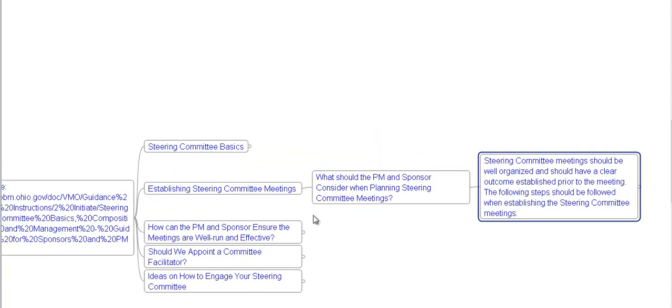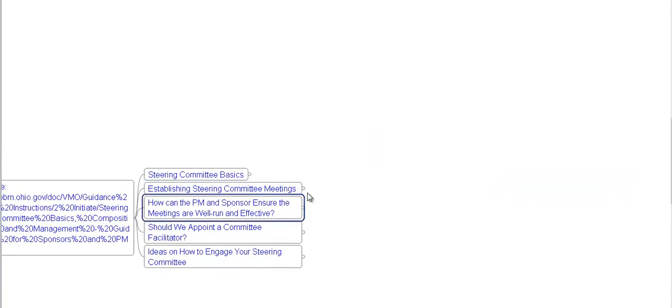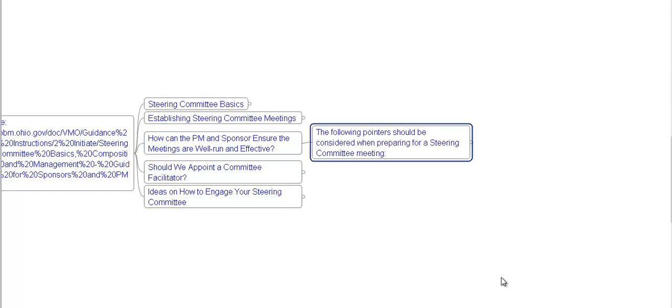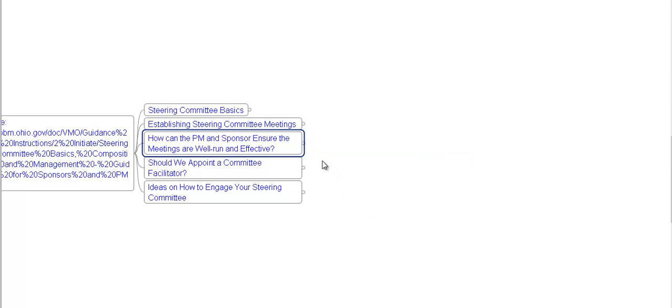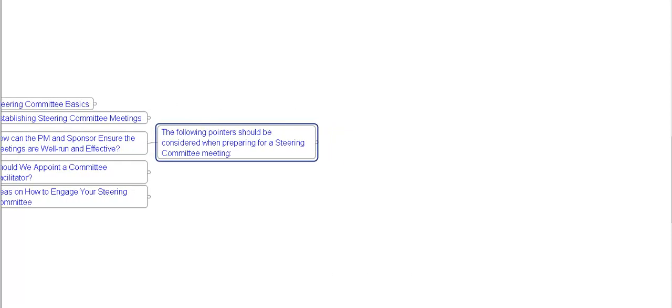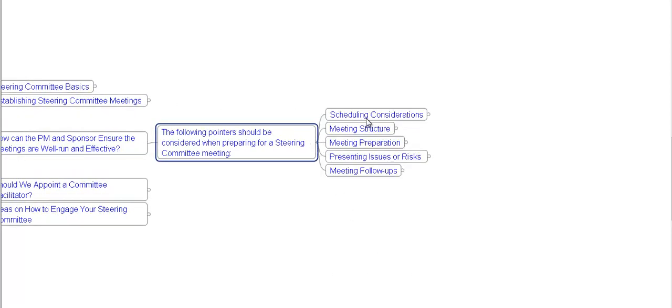Now let's move to the next topic. How can the PM and the sponsor ensure the meetings are well run and effective? The following pointers should be considered when preparing for steering committee meetings: scheduling considerations, meeting structure, meeting preparation, presentation issues or risks, and meeting follow-up.